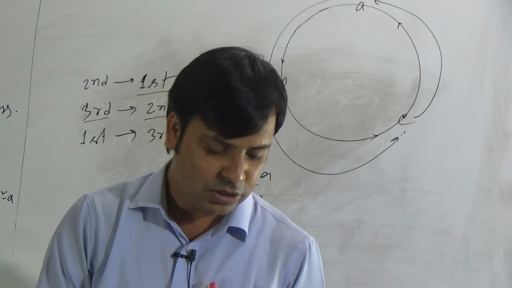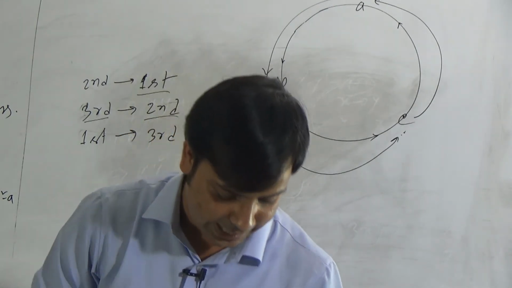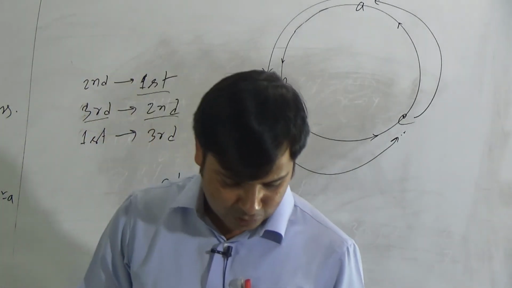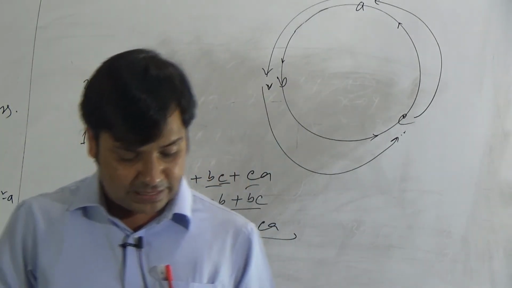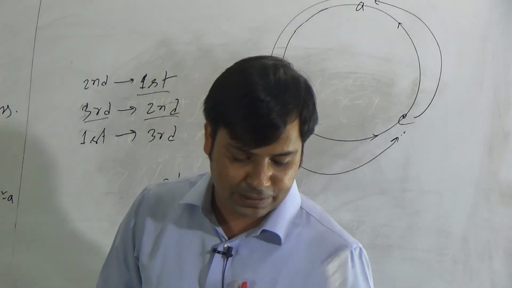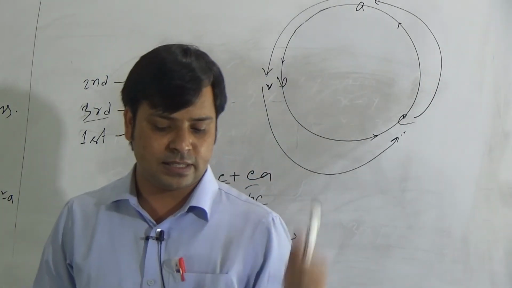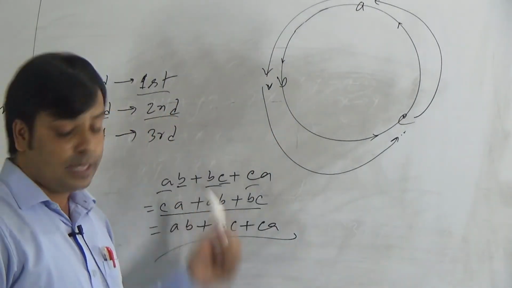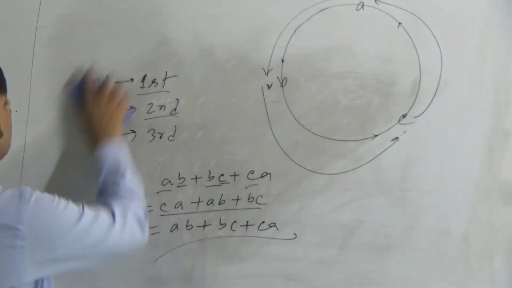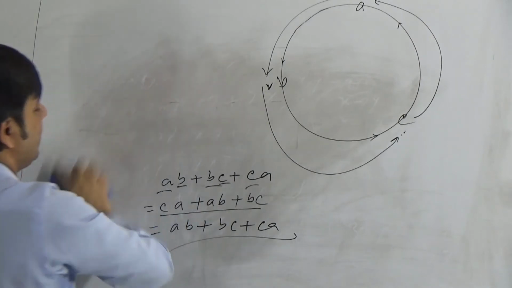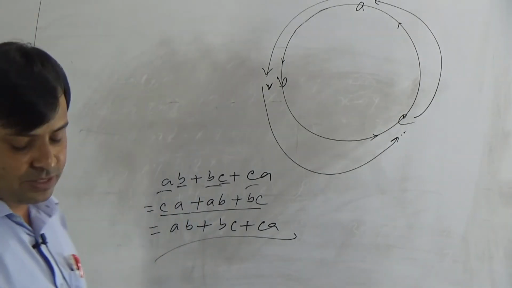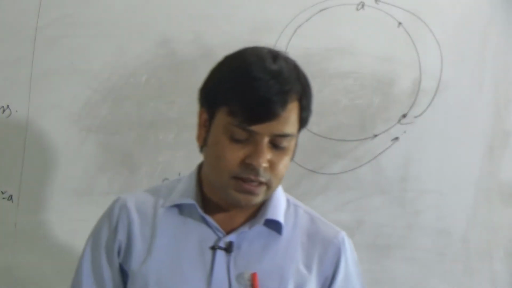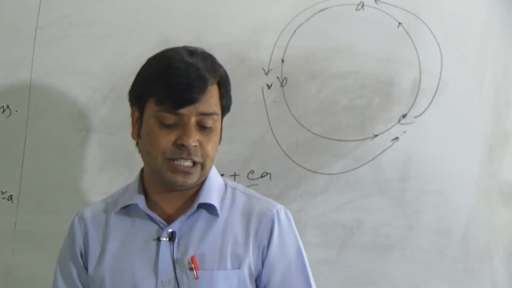Dear students, so the definition of cyclic expression: an expression with three variables which remains unchanged when the first variable is replaced by the second, the second variable is replaced by the third, and the third variable is replaced by the first. If we replace in this way, our expression will be unchanged. Try to remember the condition again.